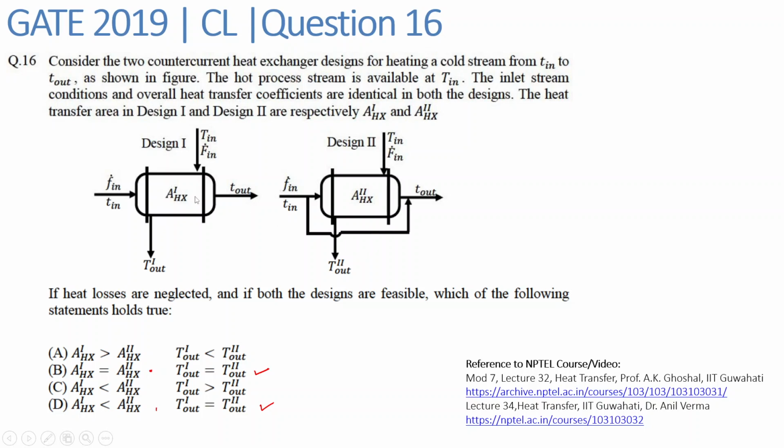And we have been given this A1HX and A2HX. So given this condition, that is heat losses are neglected, and if both the designs are feasible, we need to find which one of the following options is correct. So basically, we have to find the relation between the area of both the heat exchangers and this outlet temperature that have been provided to us. To solve this, you will just apply the energy balance and then compare the outlet temperature. And then again, based on the given data, you can comment on the area of heat exchanger. So we will see the video solution of this question.